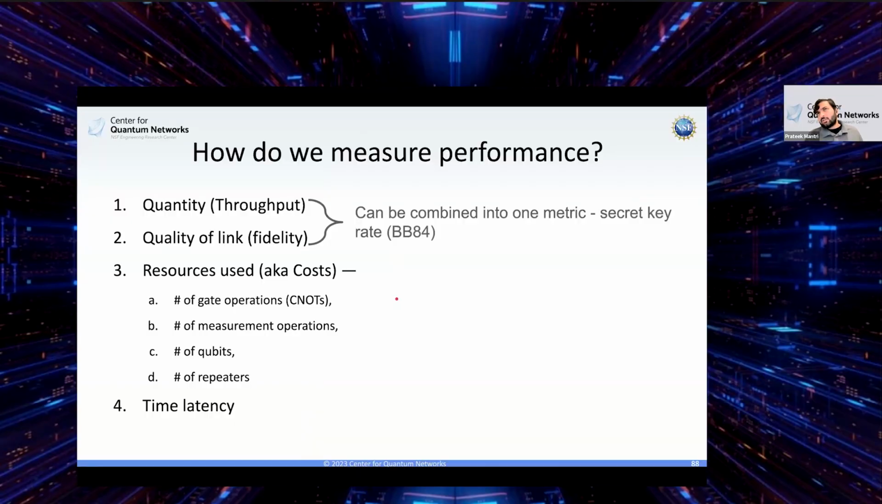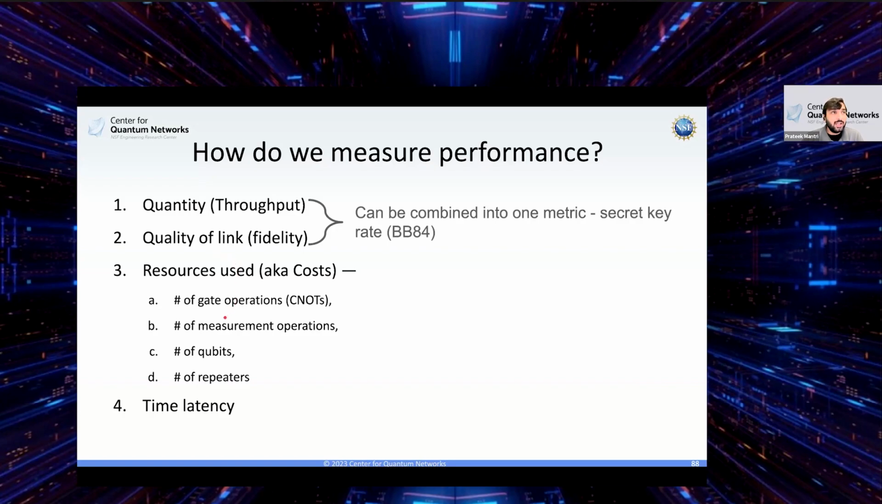All right. As we are talking about these different architectures, one important question is how do we measure performance? How do we know which architecture is better than the other? Well, there are a few metrics to measure the performance of these repeater architectures. Stav briefly alluded to it in part one. So we can measure the quantity of information that we transfer from one party to the other, also called throughput. We can also measure the quality of the overall link that is established between one party and the other.